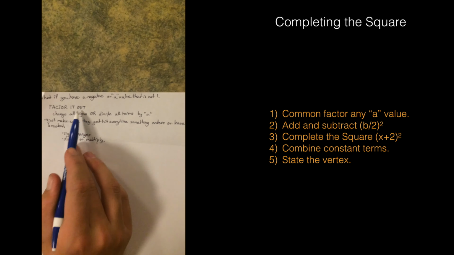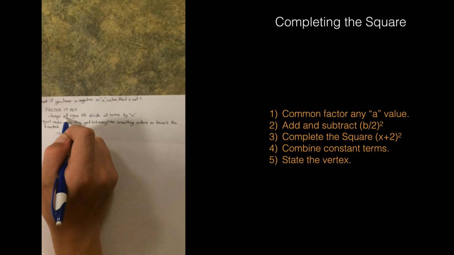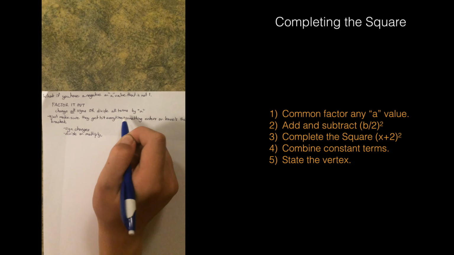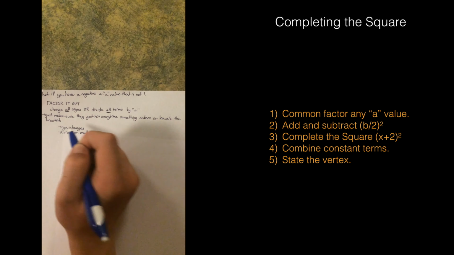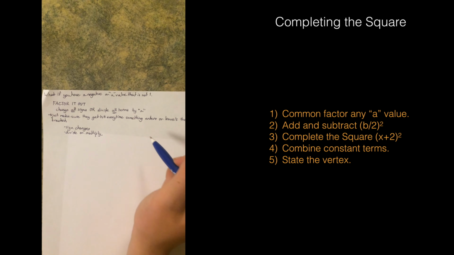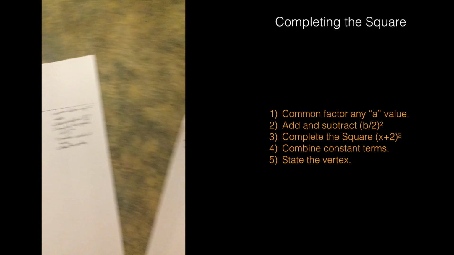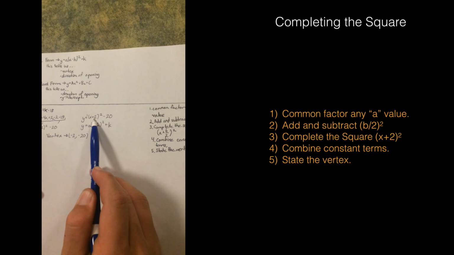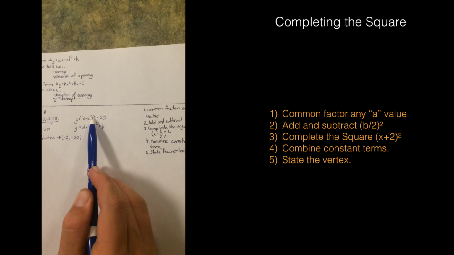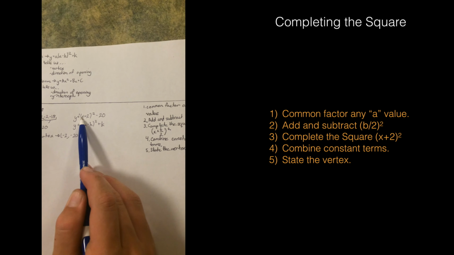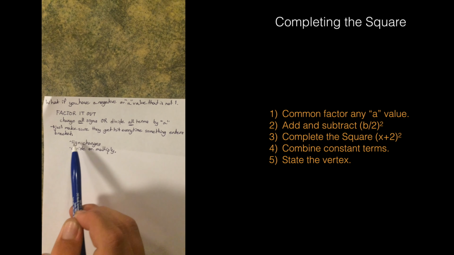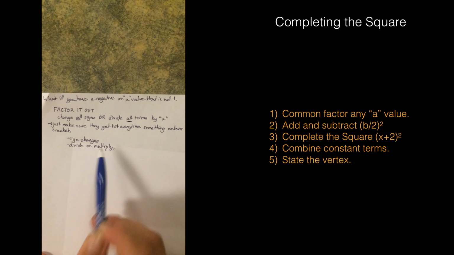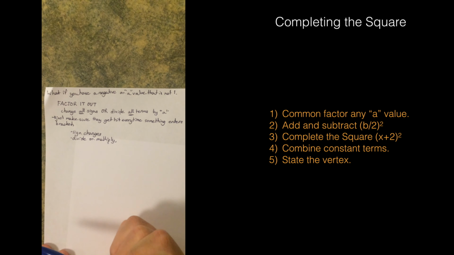If there is a negative or an a value that is not 1, we need to factor it out. We can do this by changing all the signs or dividing every term by a. You can see here that if a term were to leave the bracket, it would get hit by the a value at the beginning of the bracket. So we just need to make sure that every term gets hit by the a value every time something enters or leaves the bracket, meaning the sign would change or we would divide or multiply.